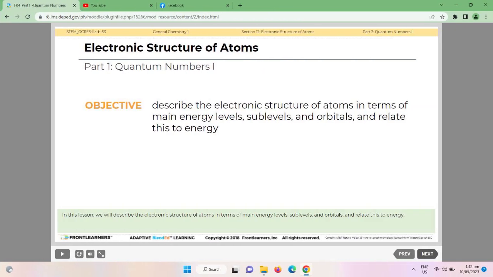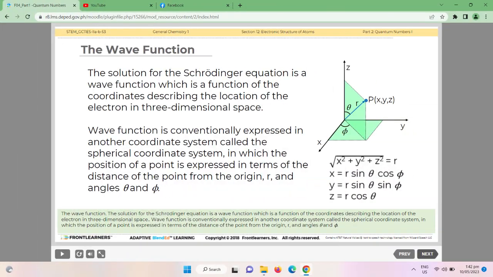In this lesson, we will describe the electronic structure of atoms in terms of main energy levels, sublevels, and orbitals, and relate this to energy. The wave function. The solution for the Schrödinger equation is a wave function, which is a function of the coordinates describing the location of the electron in three-dimensional space.